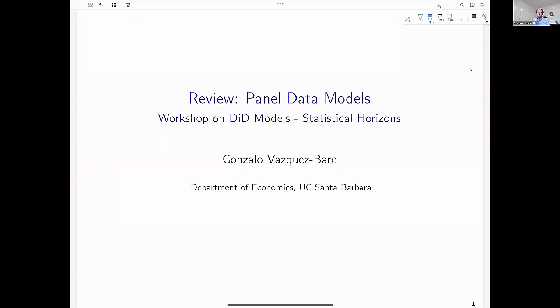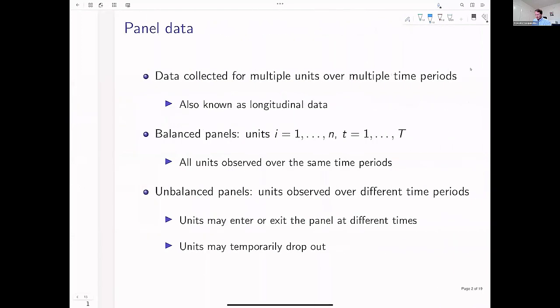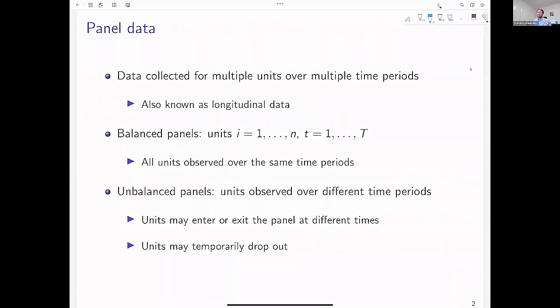As I said, the first thing I want to do, kind of as a warm-up, is a more textbook-like review of panel data models. Okay, so let's do that. First of all, what is panel data?